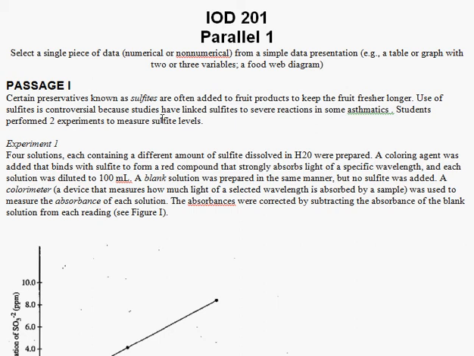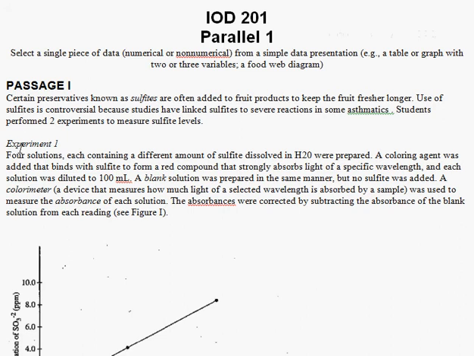Alright, this is a video for IOD 201, Parallel 1. This is question 2. Hopefully you've had a chance to attempt question 2 at this point. You should not be watching this video unless you are really unsure about it or have already attempted it. IOD stands for Interpretation of Data. And 201 is select a single piece of data, numerical or non-numerical, from a simple data presentation. For example, a table or graph with 2 or 3 variables or food web diagram.